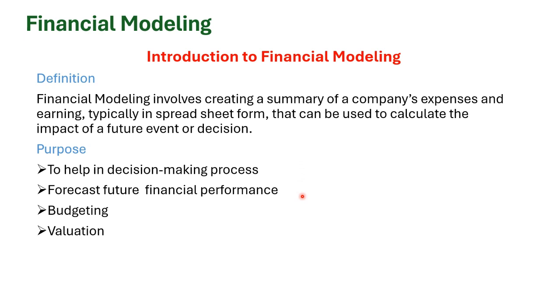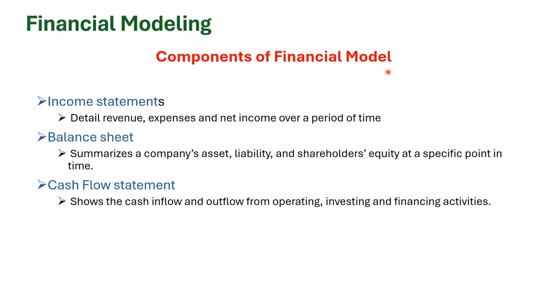Forecast future financial performance. Budgeting. Valuation. Components of a financial model. Income statements: detailed revenue, expenses, and net income over a period of time. Balance sheet: summarizes the company's assets, liabilities, and shareholders' equity at a specific point in time. Cash flow statement: shows the cash inflow and outflow from operating, investing, and financing activities.